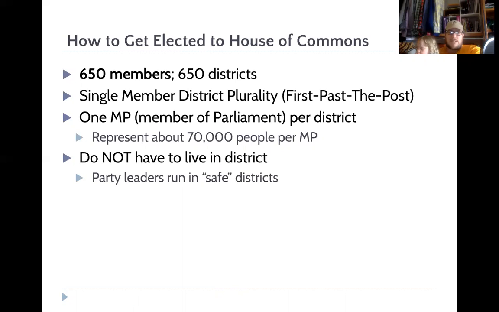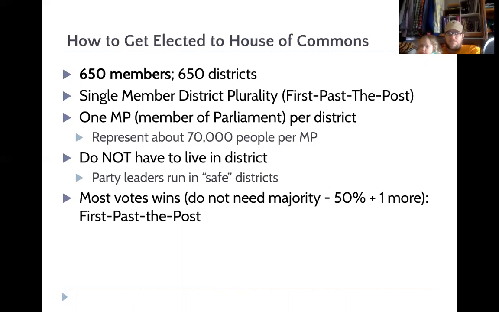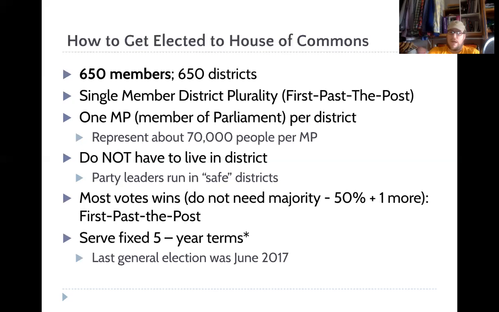But they'll run in places that will always vote for that party. The most votes win. And they, in theory, serve fixed 5-year terms. But what this means is that at least every 5 years, the UK has to hold elections. And there are a couple of different provisions that can be used to have elections happen sooner than that.